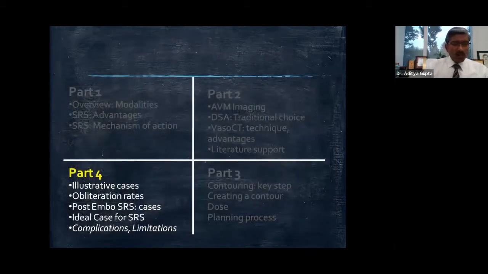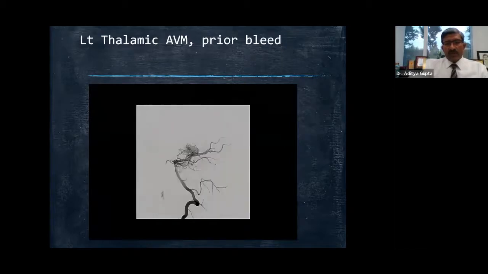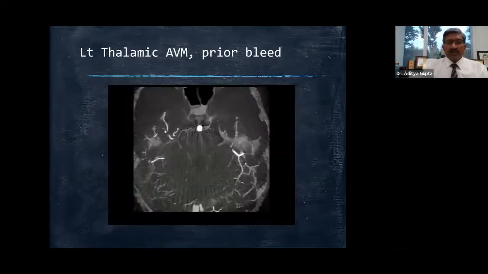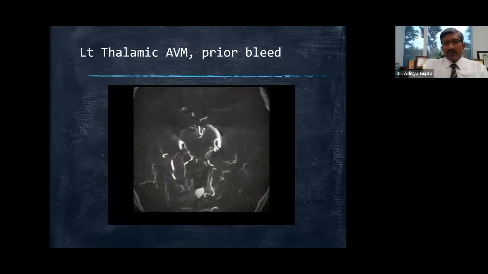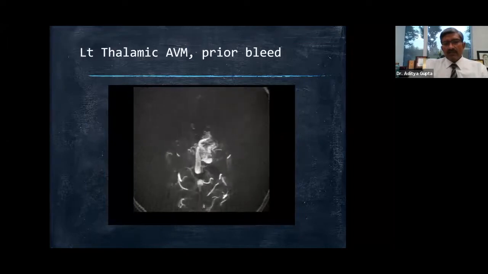Now, let's move on to some illustrative cases. Now, this was a patient with a left thalamic AVM, and you can see the AP and the lateral angiograms. This patient had a history of prior bleed, but there was really no good endovascular option available. And this is the vaso-CT, which shows you very nicely the actual AVM and the arterial supply and the venous drainage.